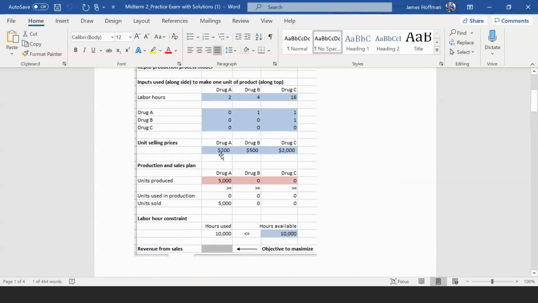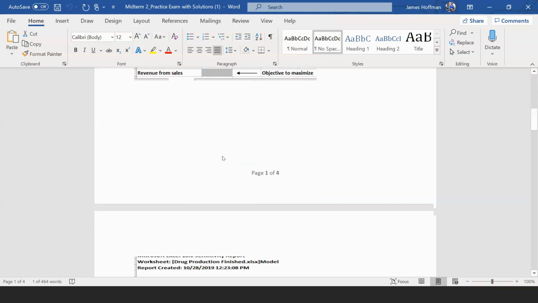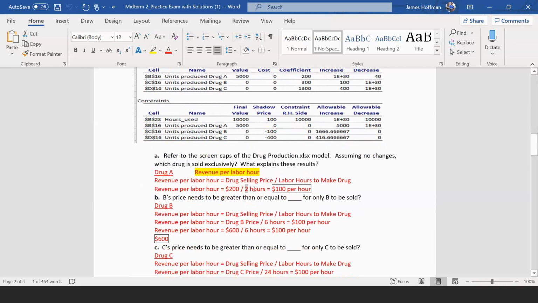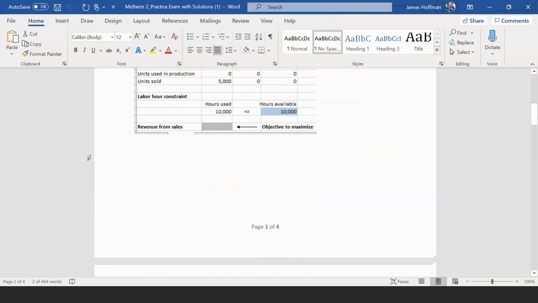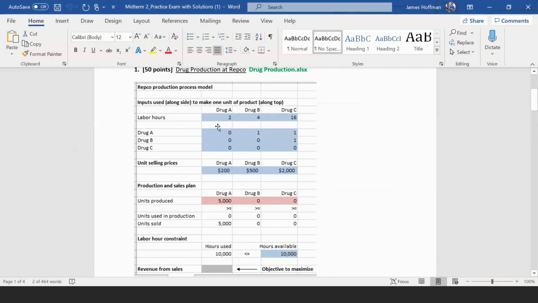Okay, so drug A's selling price is 200. All right, and so that's the current selling price, and then the labor hours it takes to make it. That's 2 hours, because you can see right there in the drug A part, it only takes 2 hours to make drug A. So the selling price is 200, and it takes 2 hours to make it. So if you divide 200 by 2, that gives you a revenue per labor hour of $100 per hour.